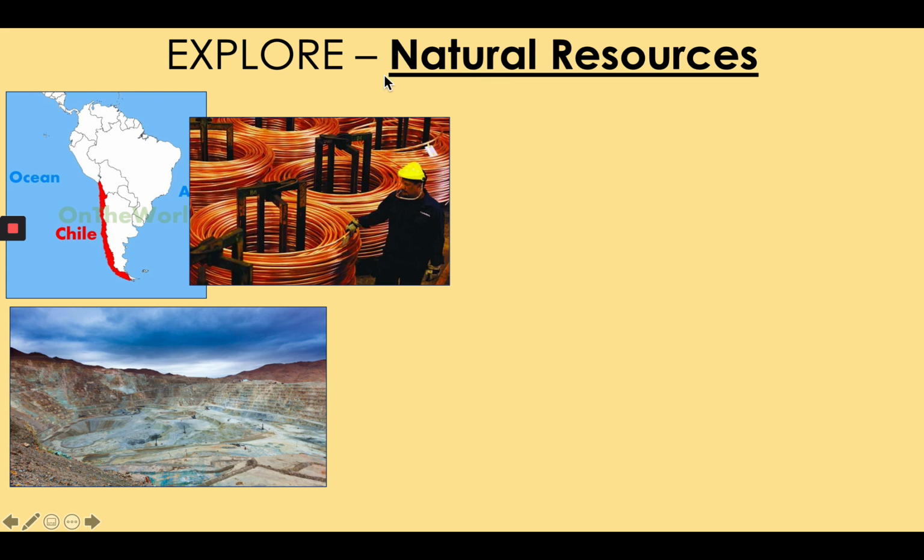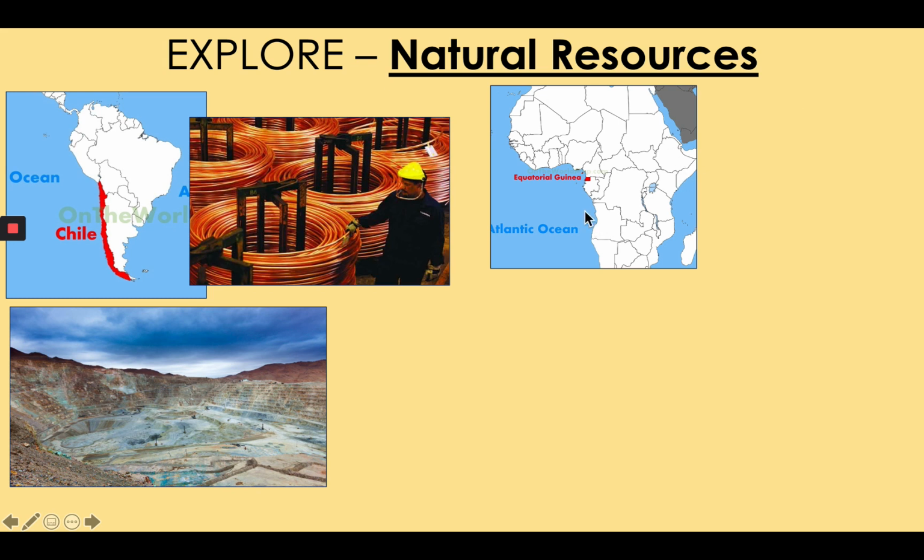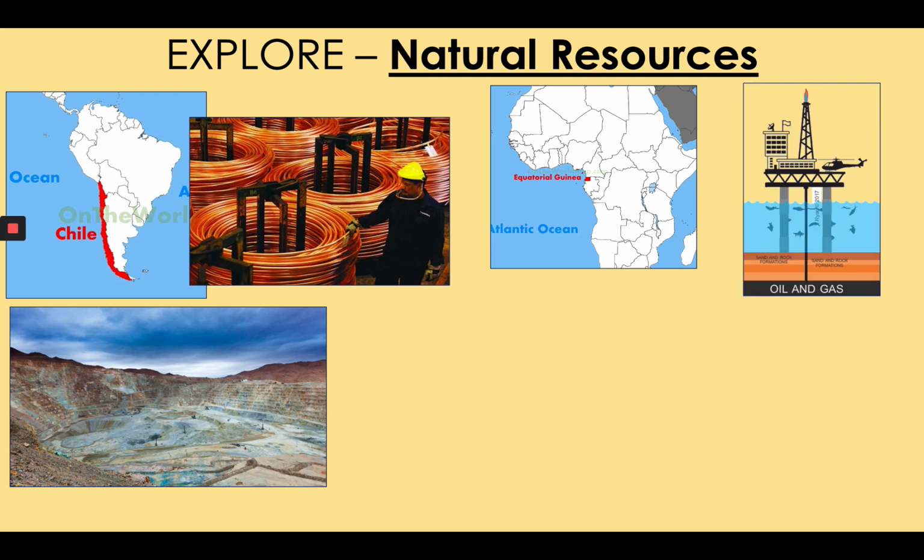However, having natural resources can also work the other way. This is Equatorial Guinea, a country that we've met before in Africa. Equatorial Guinea makes most of its money from exporting oil and natural gas. It sets up these oil rigs in the sea and drills underground underneath the rock in the seabed for oil and natural gas. Oil comes from the bodies of fish being compressed and crushed over millions of years underground, which over time turns into oil.